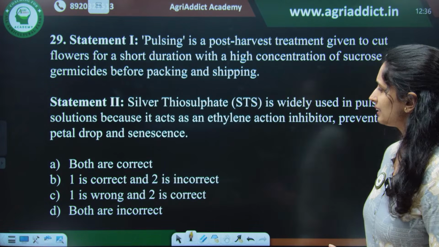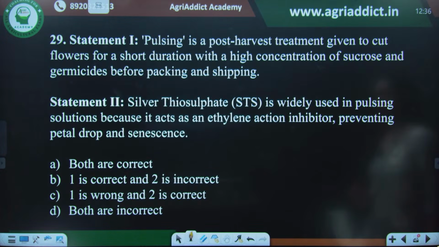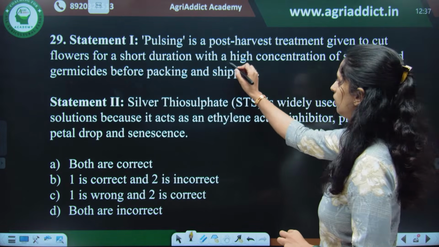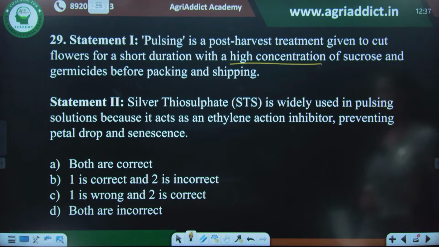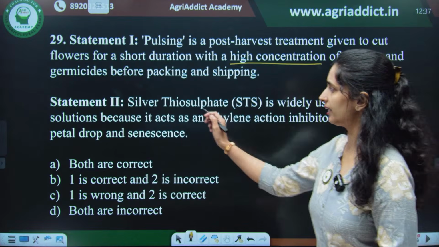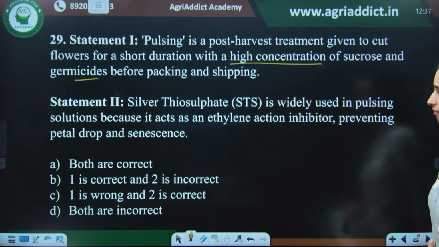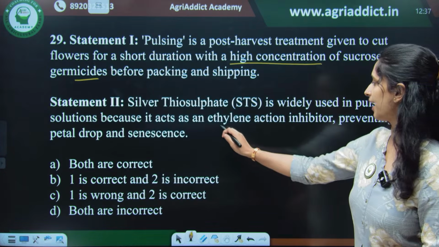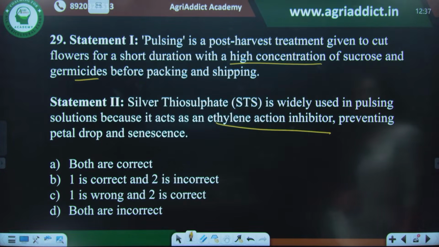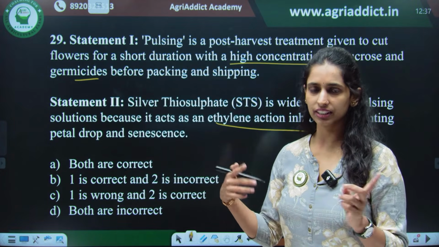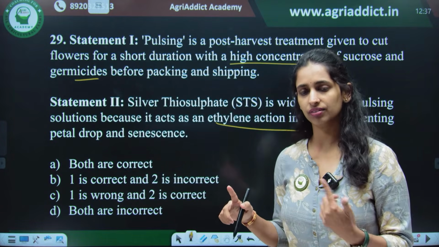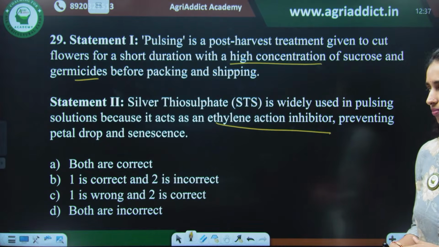Statement 1. Pulsing is a post-harvest treatment given to cut flowers for a shorter duration with a high concentration of sucrose and germicides before packing and shipping. Second statement. Silver thiosulfate is widely used in pulsing solution because it acts as an ethylene action inhibitor, preventing the petal drop and senescence. The same type of question we discussed in carnation. So you can guess the answer.